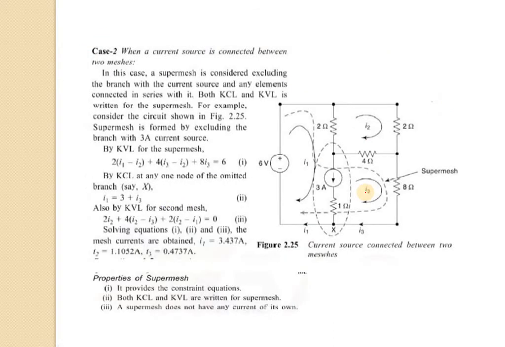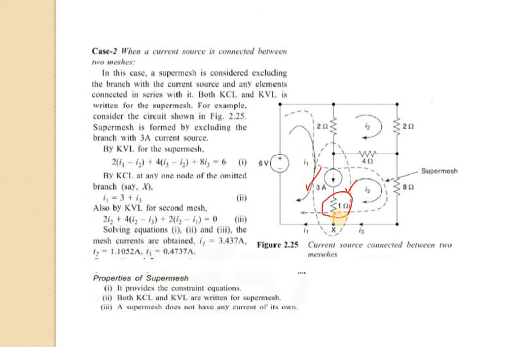Second case, when the current source is connected between two meshes. See here, this current source of 3 ampere is connected between loop 3 and loop 1. In this case, a supermesh is considered, excluding the branch with the current source and any element connected in series with it. Here, 1 ohm is connected with the 3 ampere current source. And both KCL and KVL are written for the supermesh.